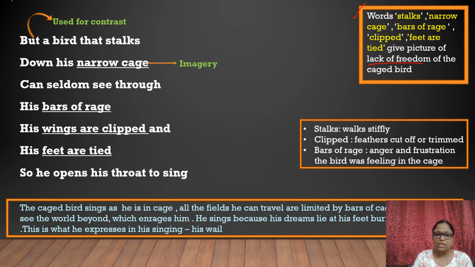The caged bird sings as he is in a cage. So he expresses his limitations through his singing. It's a cry, it is his wail. Let's look at the poetic device used here. Imagery, narrow cage. When we use the words narrow cage, we can just imagine it. So the poetic device used here is imagery.